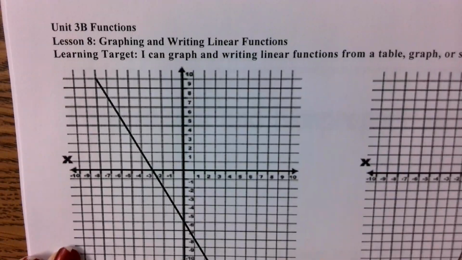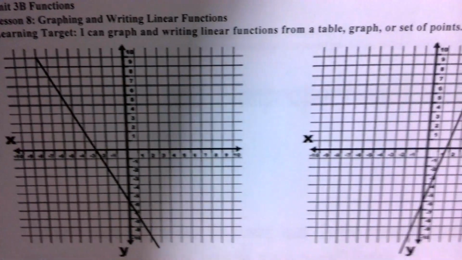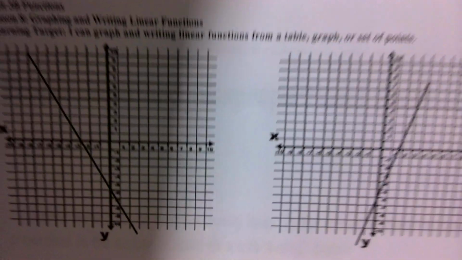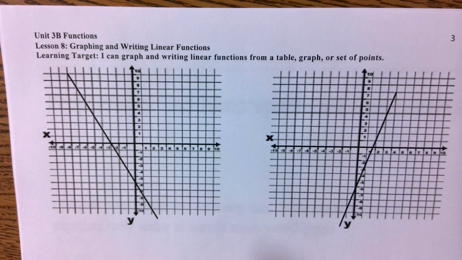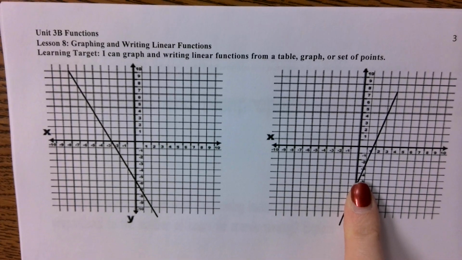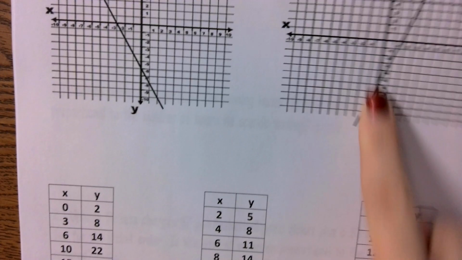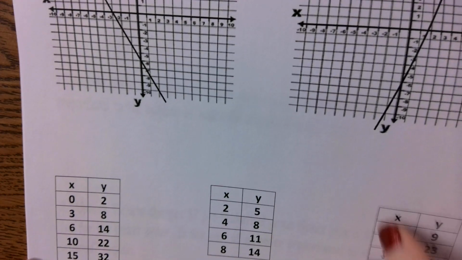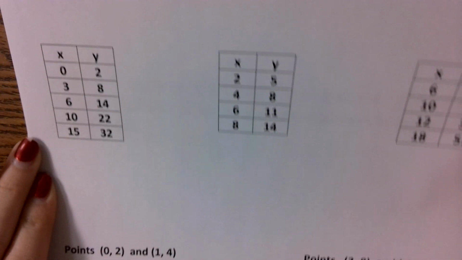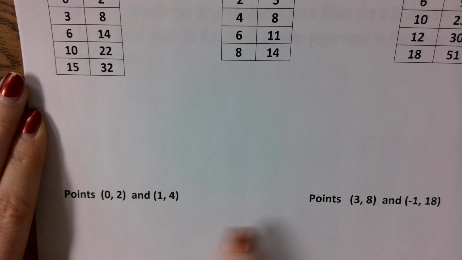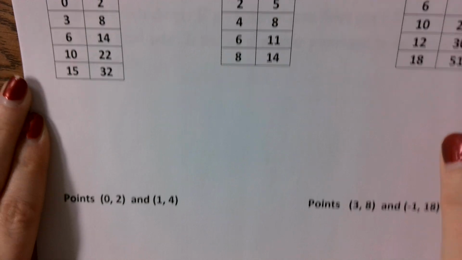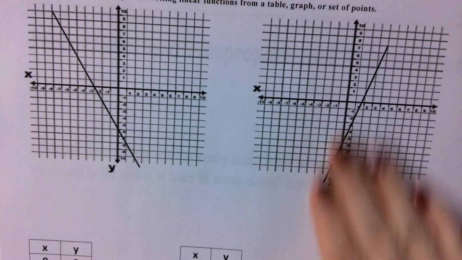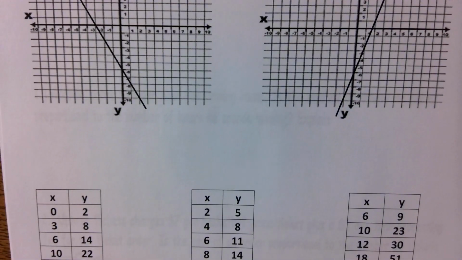Let's go to the last page. What I want you guys to do here, you are going to identify the slope-intercept form for these two graphs. Then you're going to do it for these three tables. And then you're going to do it for these 2 point sets. I want you to do this whole back page.